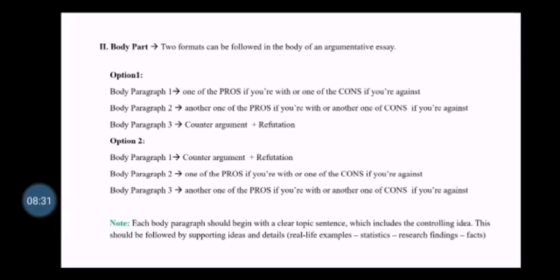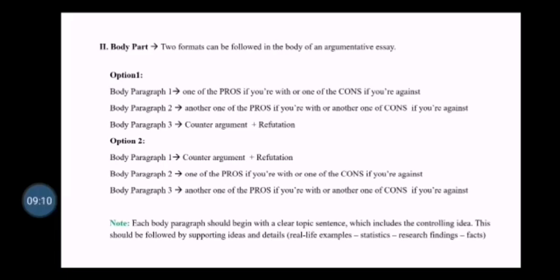After having written our introductory paragraph, we develop the body part. Now, as we've already mentioned, you should have at least 2 body paragraphs that support your position, and 1 body paragraph for the counter-argument and refutation. You have 2 options for the arrangement of the body paragraphs. The first 2 body paragraphs in option 1 would support your argument, and they would include 2 pros if you are with, or 2 cons if you are against. And the third body paragraph would have the counter-argument and refutation.